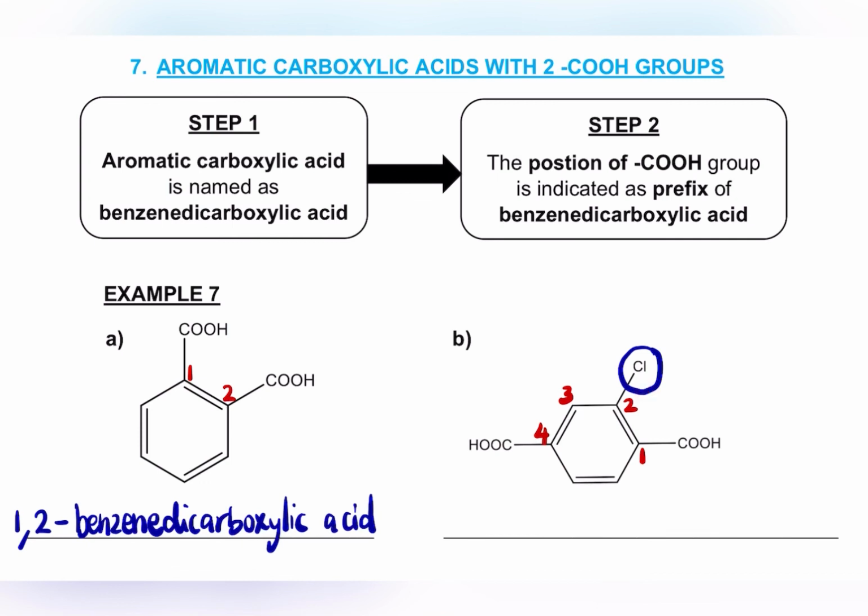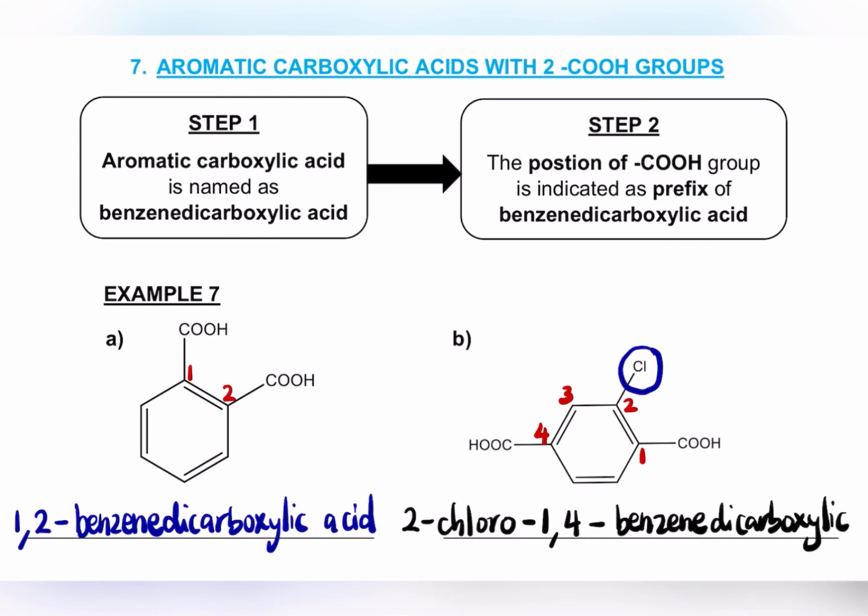So the full name for this structure will be 2-chloro, your substituent first, and then a dash to indicate the position of your carboxyl groups, 1,4, dash, and give the parent name for this aromatic carboxylic acid with 2 carboxyl groups, which will be benzenedicarboxylic acid. I don't have enough space, so I will write it down below that. So this is the name for structure B.